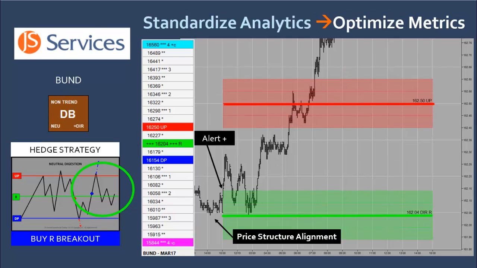As a practical application, when price is greater than the DIR plus alert distance, it signals that the bias has turned positive. Price structure from the current or prior session that is in alignment with the price map level or market metric can be used to optimize stop placement.